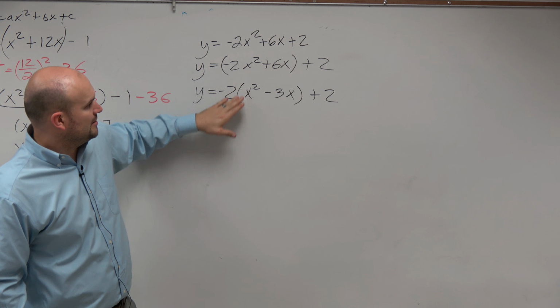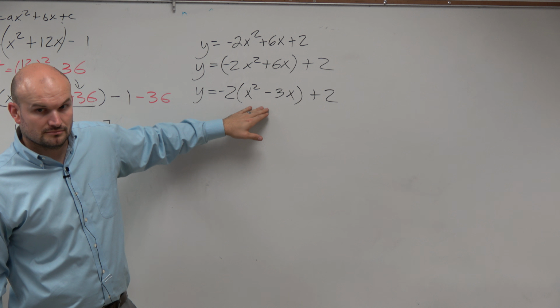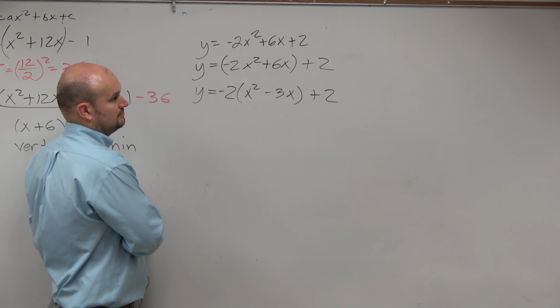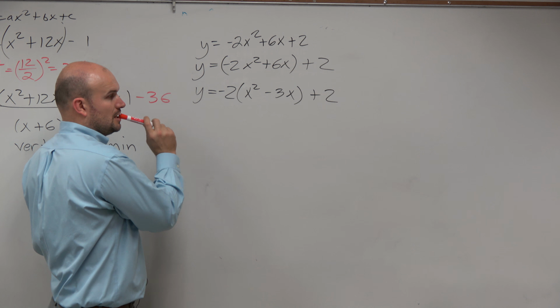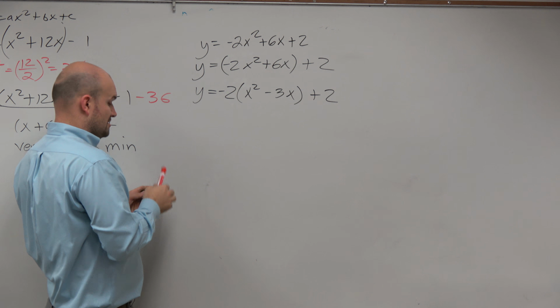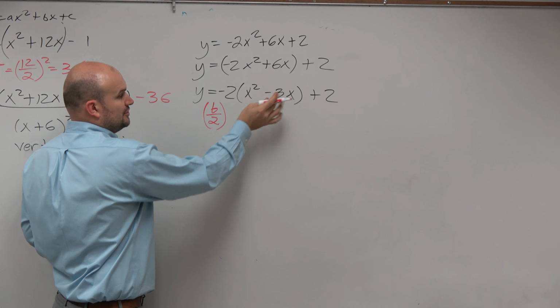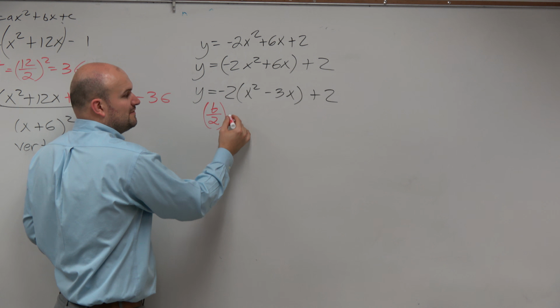Is everybody OK with how I'm factoring this out? Yeah, you factor out 2. I just factored out 2. Now b divided by 2, squared. So now I'm going to do b divided by 2 and square it. You've got to take the b from inside, right? Because the inside of the parentheses is what we're trying to create the perfect square for.